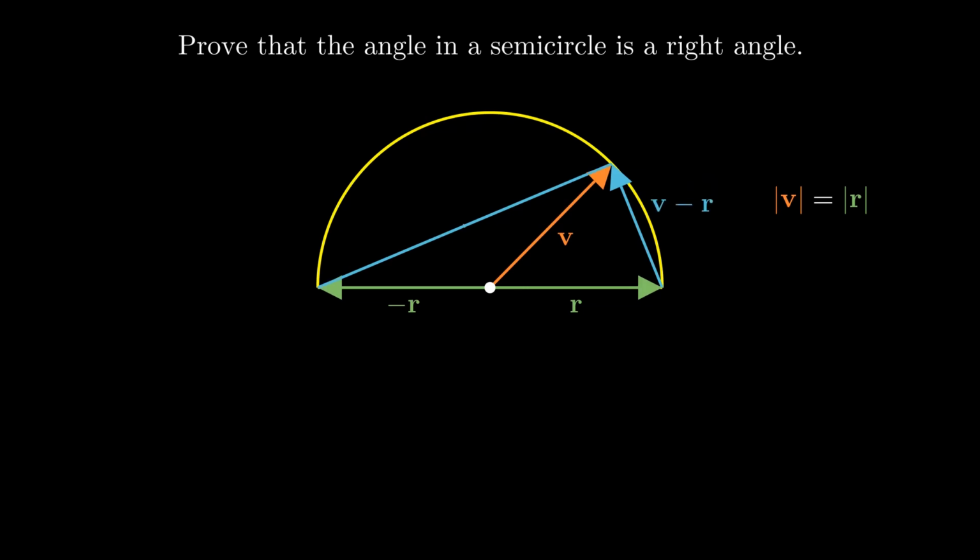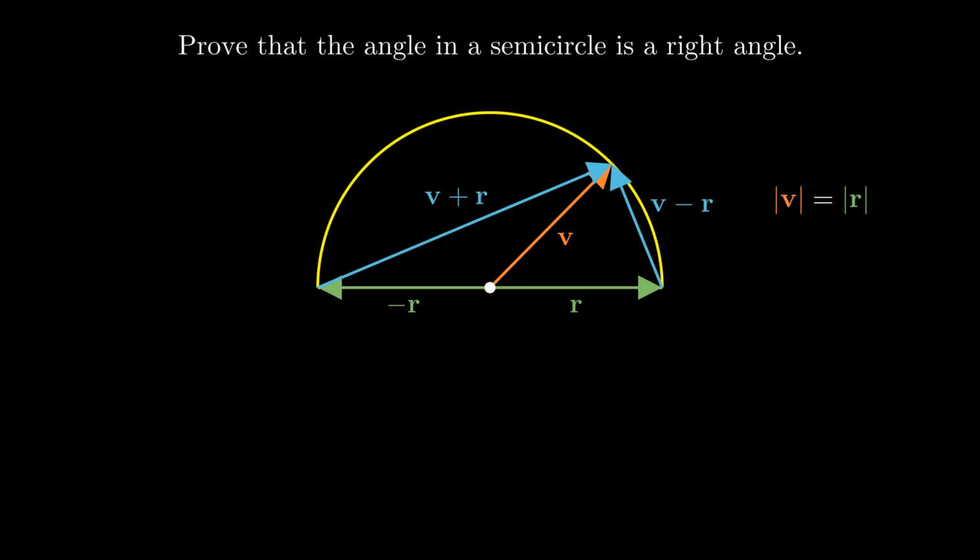Likewise, this vector here is just the vector going from negative r to v, so we can write it as the difference vector v minus negative r, or v plus r. So now that we have these two vectors, how do we investigate the angle between them?